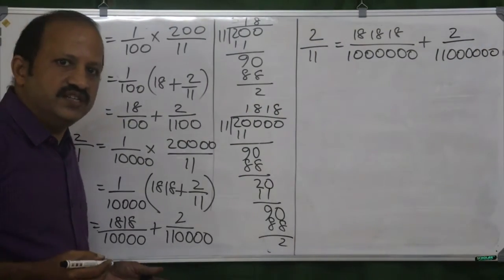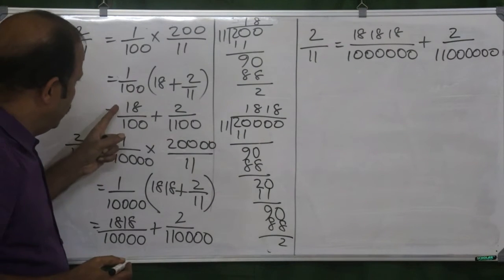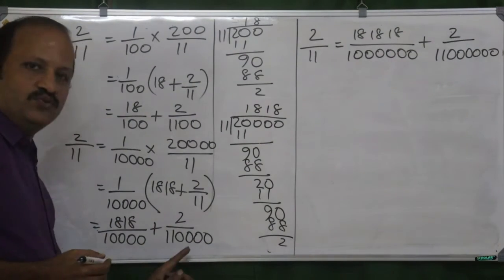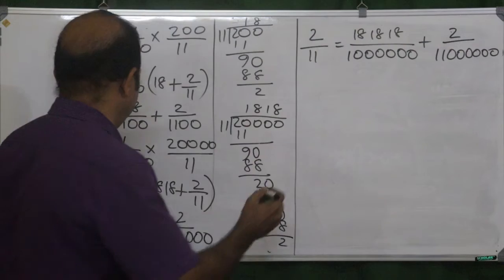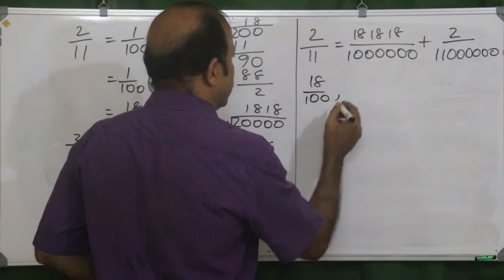So what are the fractions coming closer and closer to 2 by 11? 18 by 100, 1818 by 10,000, etc.